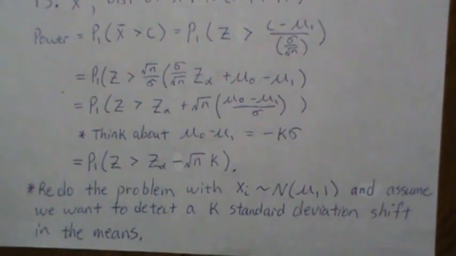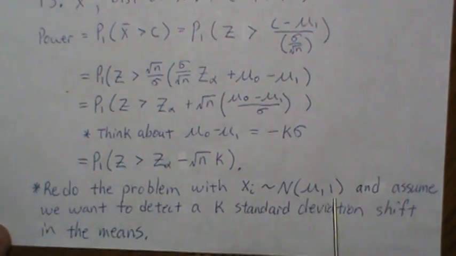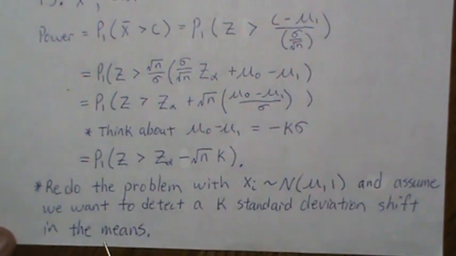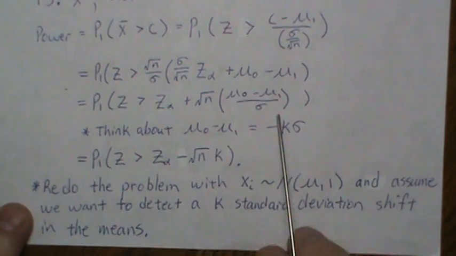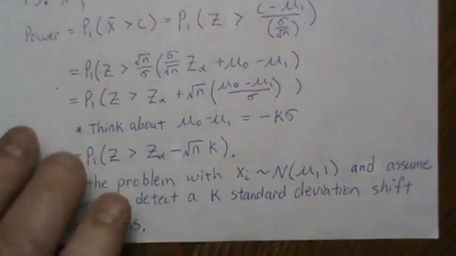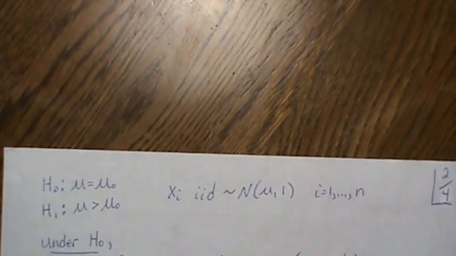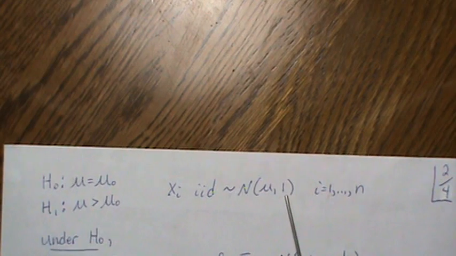So now let's redo the problem, but instead of assuming that our data is normally mu and sigma, let's assume it's mu and 1. So the variance is 1. And let's assume we want to detect a k standard deviation shift in the mean. So the same exact problem here. We'll go through this a little quicker, but the problem is set up 100% the same. So is mu equal to mu naught, or is it greater than mu naught? We assume that our data are normal with mean mu and variance 1.